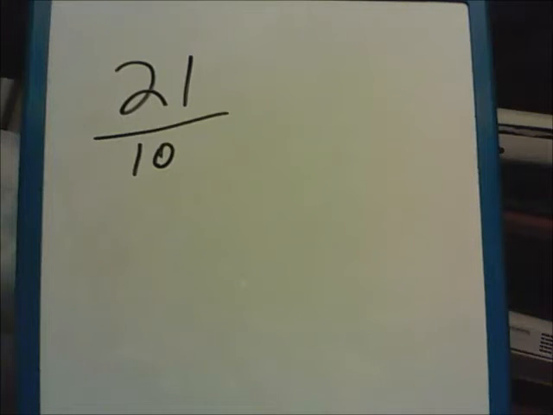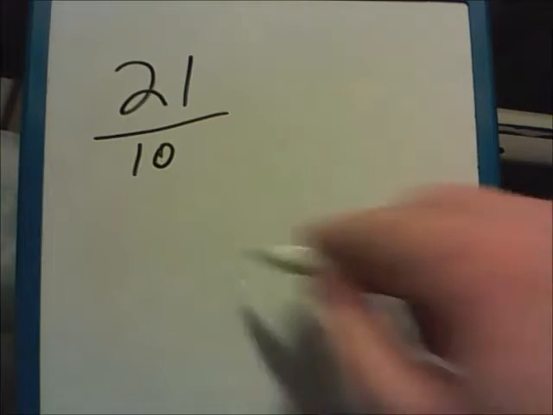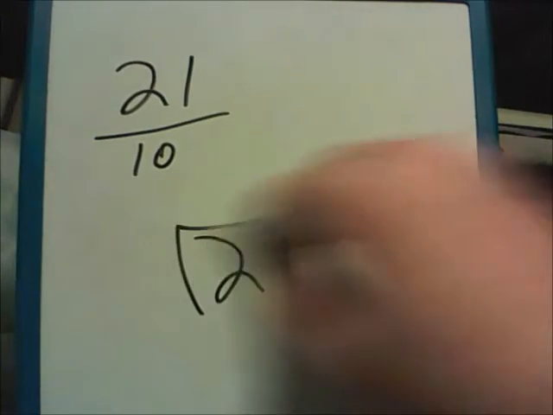I was recently asked to review one of the problems from my Introduction to Fractions video. Somebody asked me to go back and look again at changing the improper fraction 21 over 10 into a mixed number. Well, remember from the original video that 21 over 10 really means 21 divided by 10.